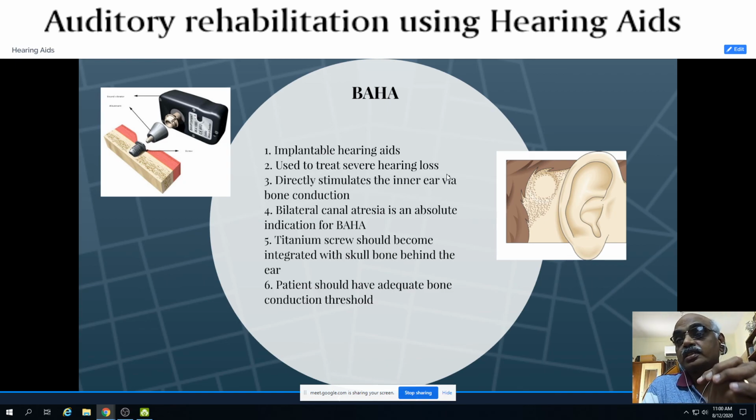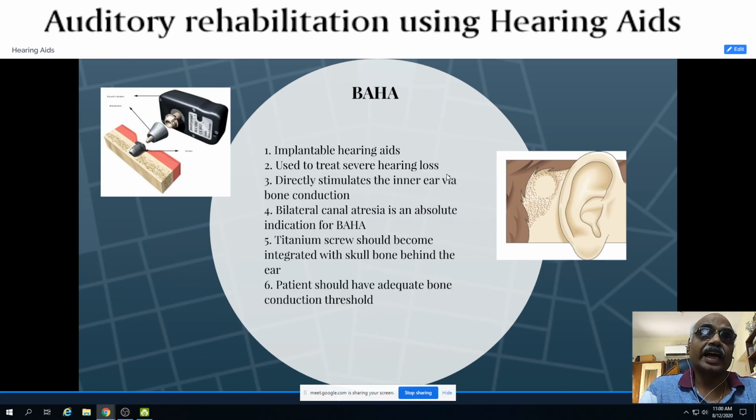Which patients are known to receive this type of hearing aid known as BAHA? If the patient is having bilateral external canal atresia, there is no way you can put a hearing aid because there is virtually no auditory canal. You can't push the hearing aid speaker into the ear because there is no opening.